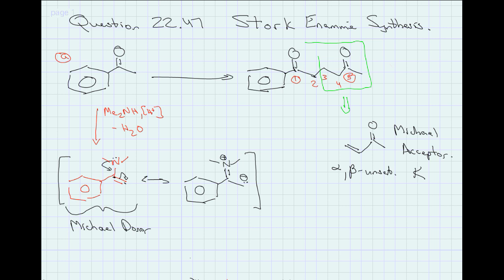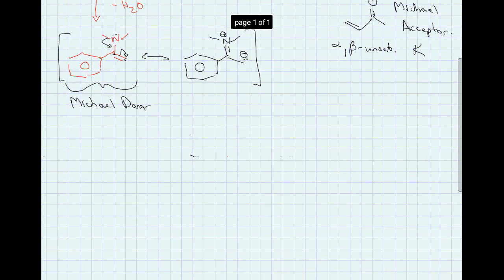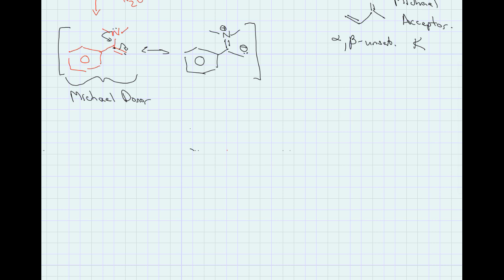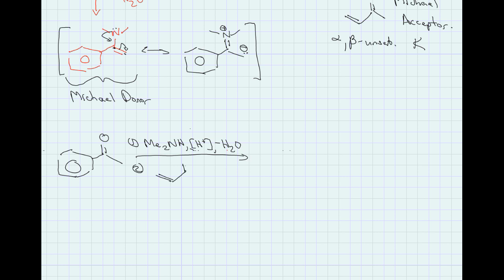Okay, so to write this out properly, now that we have all of our pieces in place, we'd say, okay, we're going to start with acetophenone. And the first step is to make that enamine. So we're going to say dimethylamine. We need catalytic acid. And overall, we are removing water to form our enamine. So now we have our enamine. And the next thing we're going to use is our Michael acceptor. So here's our Michael acceptor, our alpha-beta unsaturated ketone.